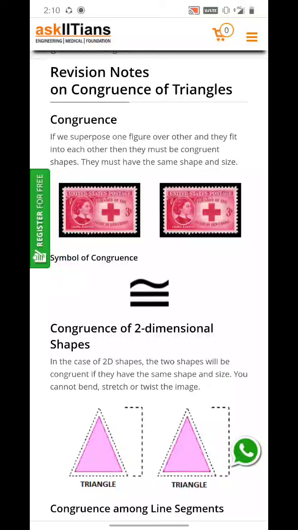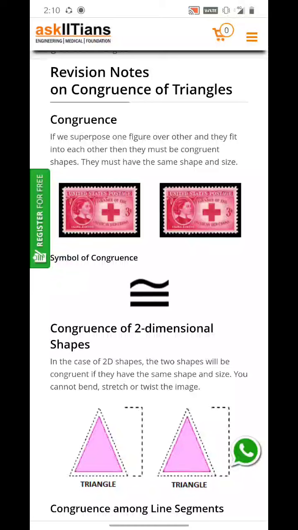One thing is important: in class 10th, you will study similar triangles. Here we are dealing with congruence. Similar is something different. In similar shapes there is only the same shape, not size. But in congruence you have shape as well as size. This is the symbol of congruence.